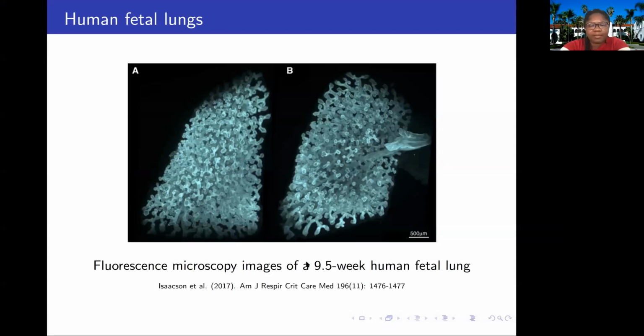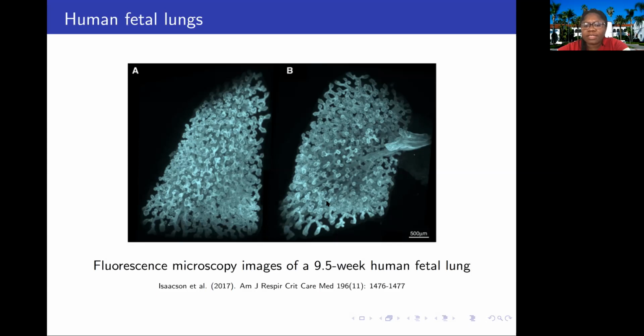So here we have a fluorescence microscopy image of a 9.5-week human fetal lung. The scale here is about 500 microns. So at this stage, the lung is going to continue to branch. The lung is a branch structure, it's a fractal. It's going to continue to branch for many more weeks before we get the fully developed lungs.